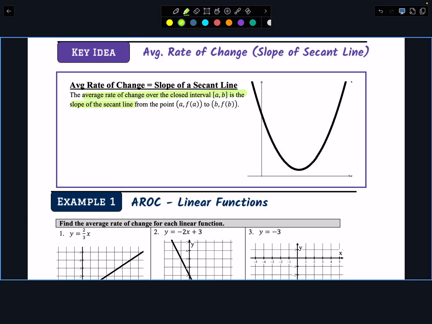So do you guys remember our formula y2 minus y1 over x2 minus x1, right? So in this case, does this make sense that this would be your x1 and this would be your y1? And then this would be your x2 and this would be your y2. You guys follow me? Okay. So then we could say that the average rate of change, remember, is the same thing as slope. So the formula we could write is f of b minus f of a all over b minus a. This is the same thing as y2 minus y1 over x2 minus x1. It's just a different way to write it. Okay?